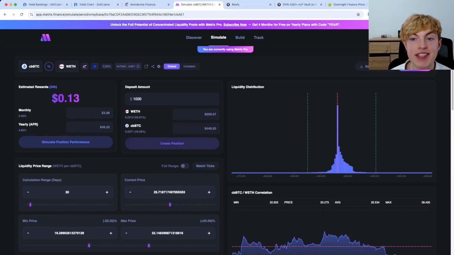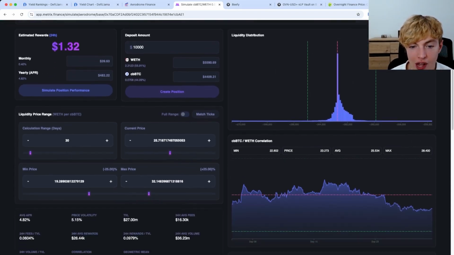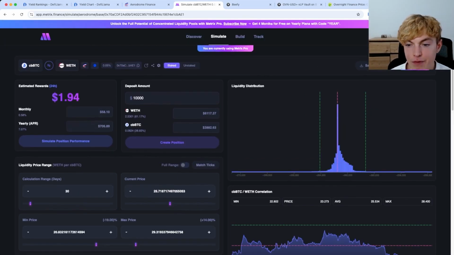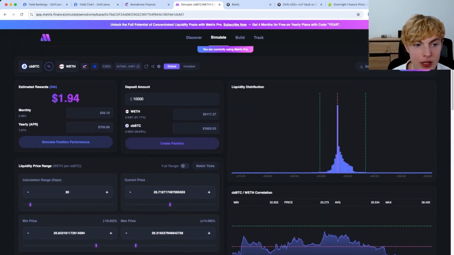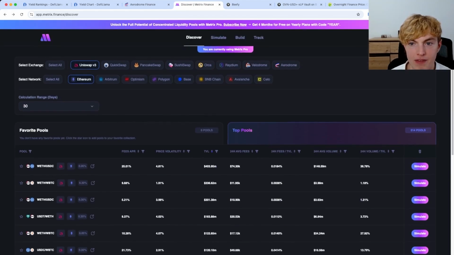If we dive into the simulate page for this pool, this is basically where we're going to see a lot more data about the pool. We can type in here our deposit amount. Let's just say it's $10,000. Then from here, we can start to find our concentrated liquidity range. We can tighten up the max price, tighten up the min price. If we wanted to do a range like this, we'd get an APR of about 7%. That's not really good for Bitcoin to Ethereum in my opinion. So I'm going to scratch that pool off my list and go back.